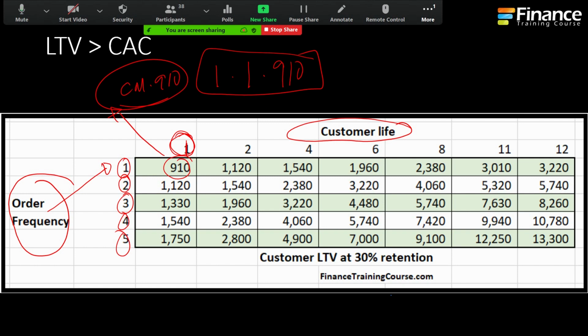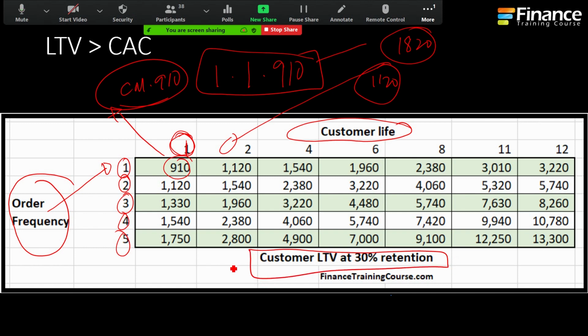And if you say it'll stay for 2 years, the customer will stay for 2 years, that basically means you have 2 orders. So 2 orders के केस में your actual number should be 1820, but the number that you're seeing here is 1120. And why is that? Because we've adjusted it for retention. Only 30% of the customers stay back.